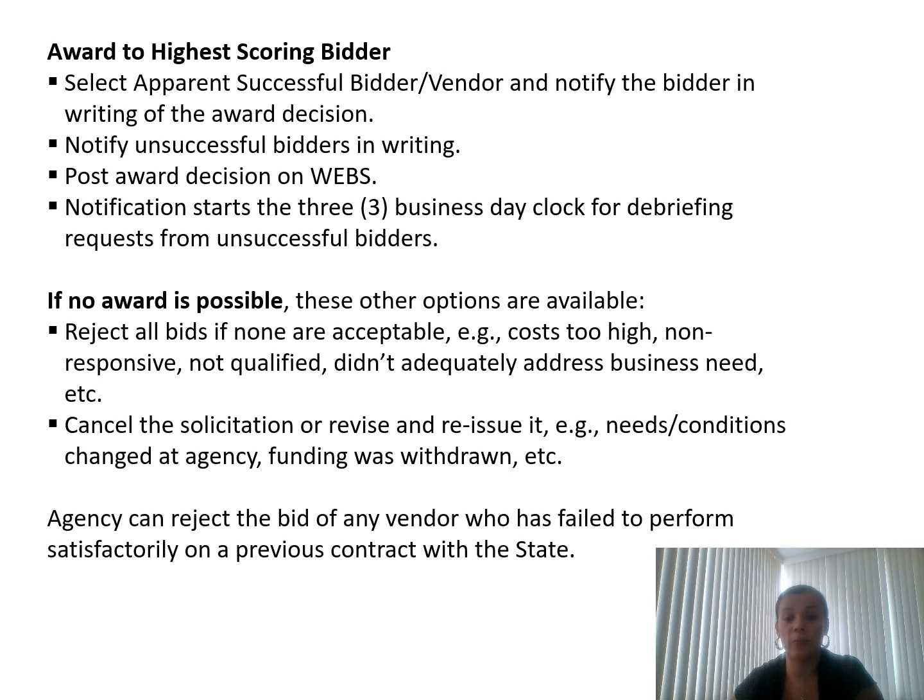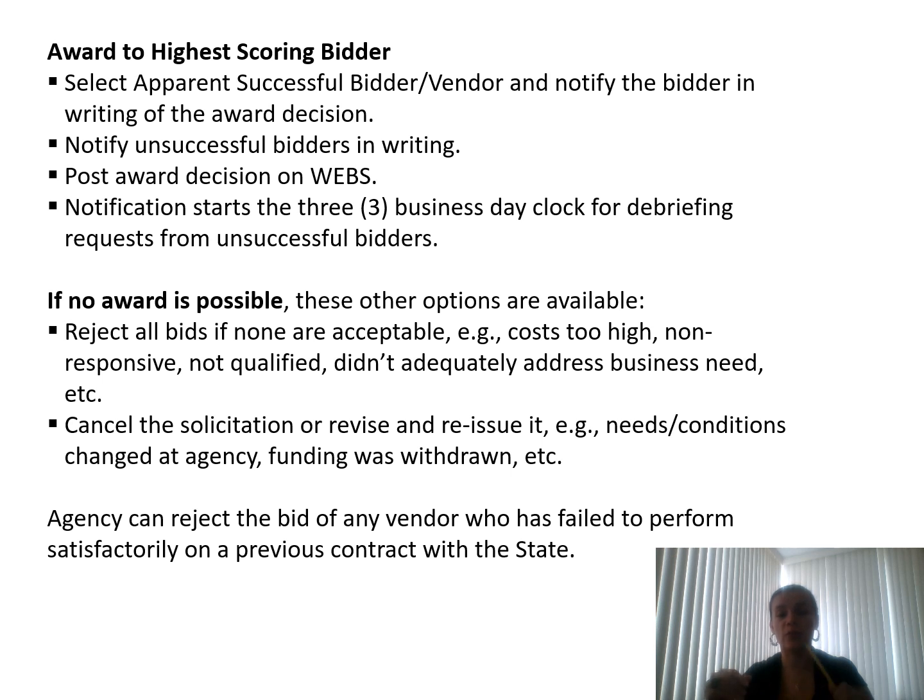Then you go through the post-award decisions on the work breakdown structure, and then the notification starts three business days after the briefing request, etc. Another possibility is that none of the bidders comply with a minimum average evaluation points, then you should formalize that all bids were not acceptable, cancel the solicitation, and revise and reissue: needs, conditions, changes at the agency, funding, etc.